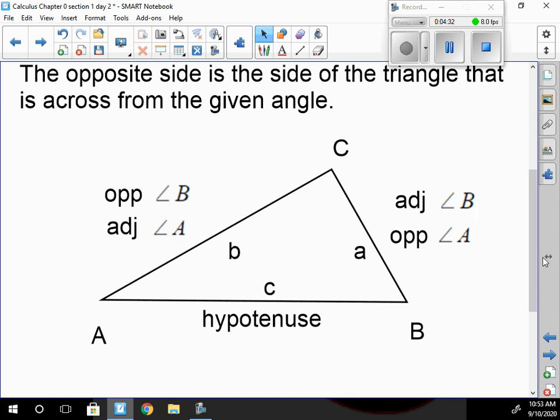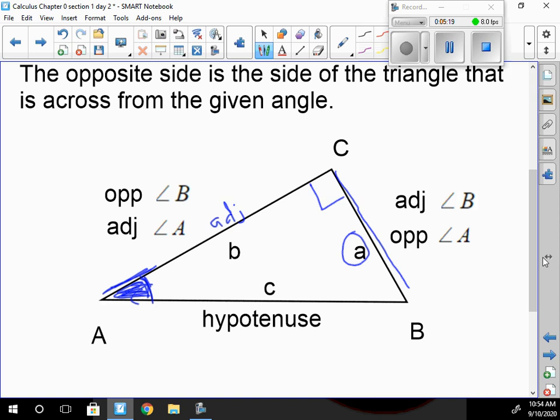So if I have an angle C, which is our right angle, and I'm looking at angle A, that would be my given angle. So if I'm looking at angle A, then the side that's opposite of angle A is the one that is across from angle A. This side. That is opposite of angle A. The side that is adjacent to angle A is the side that's not the hypotenuse and is the one that forms the angle. So this side is adjacent to angle A.